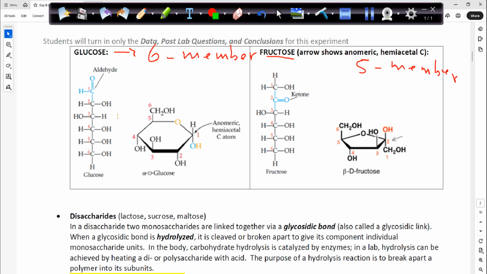So you see the ring is 5-member ring, or the cyclic form. This is the most stable one. Fructose is a ketose. So what is really a carbohydrate? Carbohydrate is nothing less than aldehydes and ketones, but special ketones and special aldehydes. Why are they special? Because they have multi-hydroxy groups.